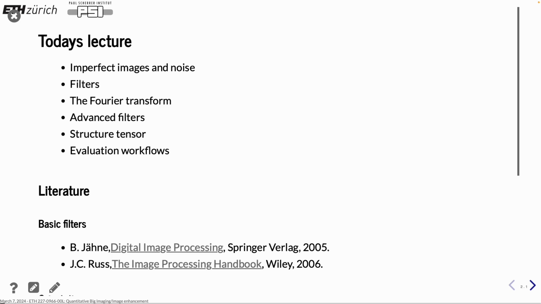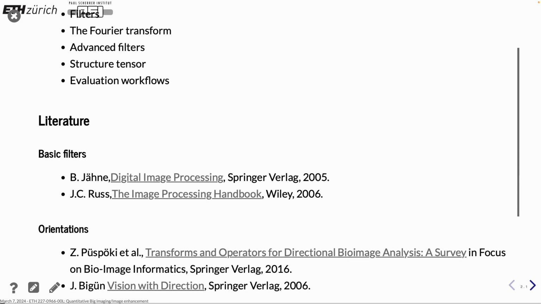So images are usually not perfect representations of what you observe. There can be noise, there can be artifacts, and for that we can apply different filters in different domains, different ways. And if we do manipulations to images, we also have to verify that what we are doing actually makes sense. And for that we have also some literature to look at.